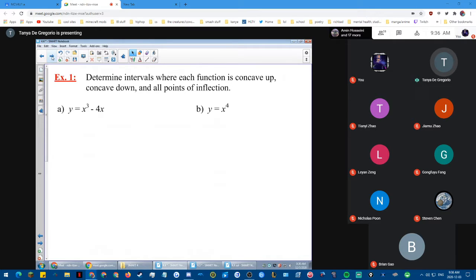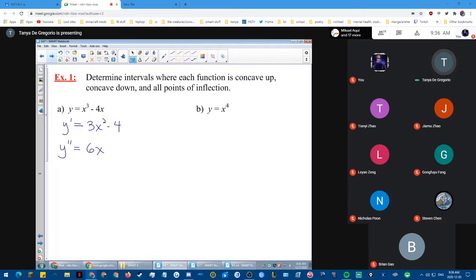Okay, determine intervals where each function is concave up, concave down, and all points of inflection. We've got to find the points of inflection, right? What should I do? The second derivative? Okay, good, but I can't find the second derivative until I find the first derivative. So tell me, what's the first one? 3x squared minus 4. There you go. And so now my second derivative is 6x.